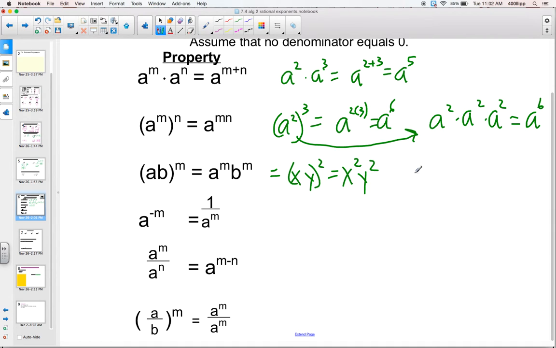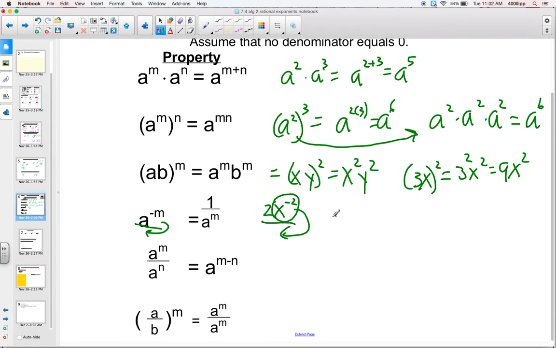Or let's say I have 3x squared. Then this means I have 3 squared x squared, which is a total of 9x squared. This one here, a to the negative m, we know that we just bring this down to the denominator, 1 over a to the m. For example, if we have 2x to the negative 2, we only bring the part down that has the negative exponent. So this will be a 2, because we leave the 2 in the numerator, because that does not have a negative exponent. We bring this part down with the negative exponent, we have x squared.